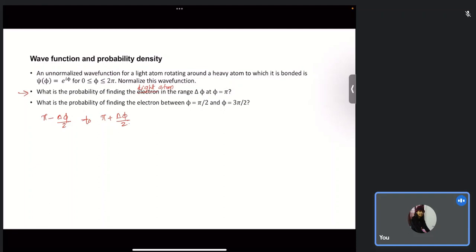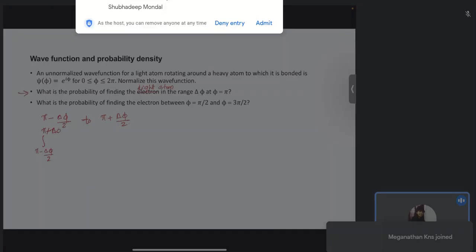So over a range of pi minus delta phi by 2 to pi plus delta phi by 2, what is the probability of finding the light atom? For that, to find the probability of finding the light atom over a range that we are defining, we have to integrate over the range that we want, which is pi minus delta phi by 2 to pi plus delta phi by 2.